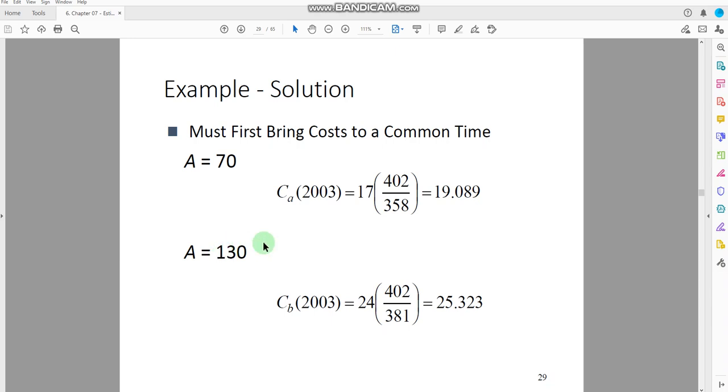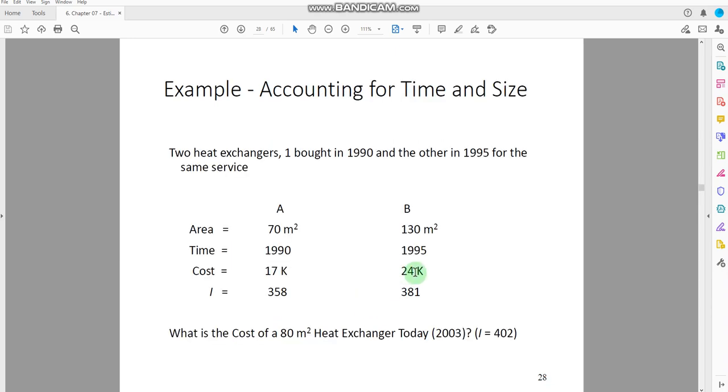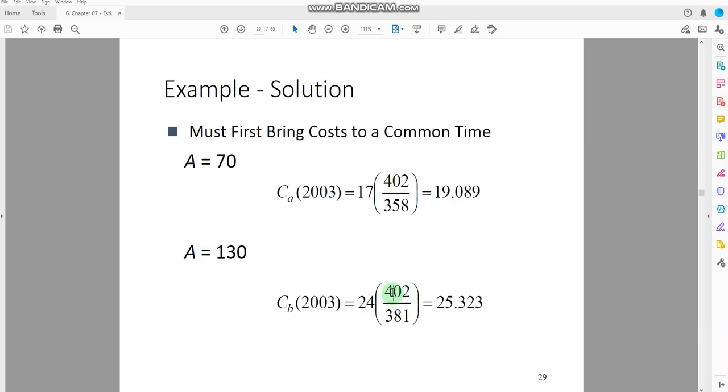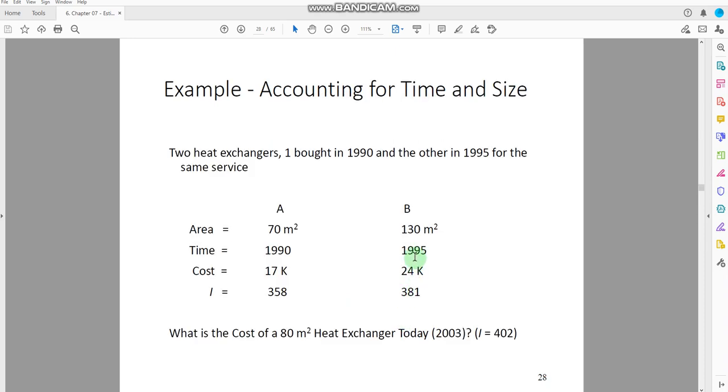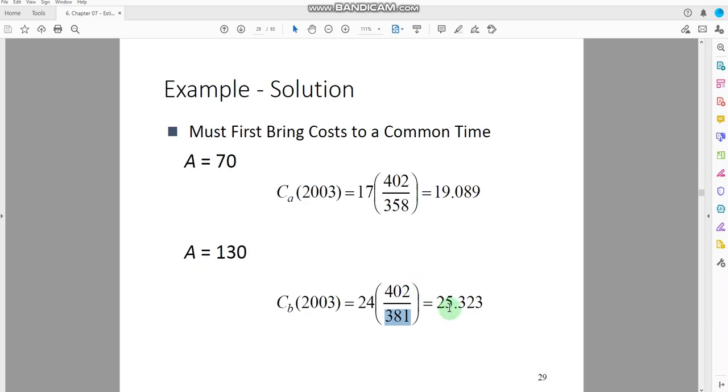The same thing we have to do with the second heat exchanger, 130, which is the area of the heat exchanger. For the new cost, you are provided with the cost 24,000, and this one is the cost index for the year 2003. This is the cost index that is given here for the year 1995. So the new cost that we would find here for the year 2003 comes out to be $25,323.